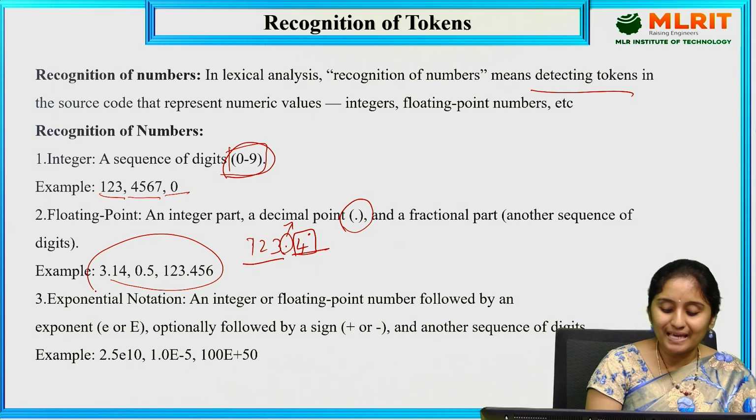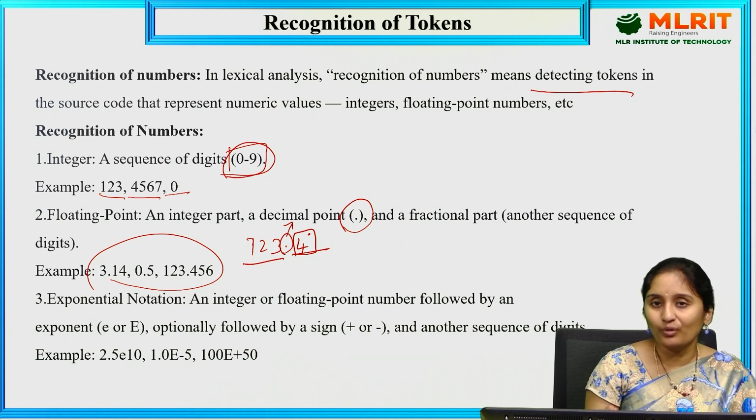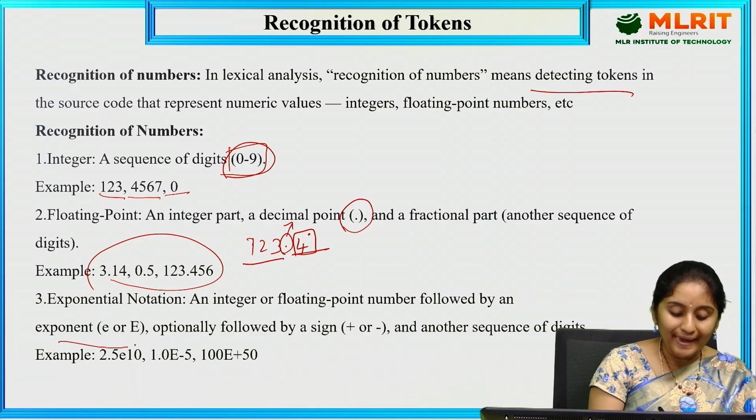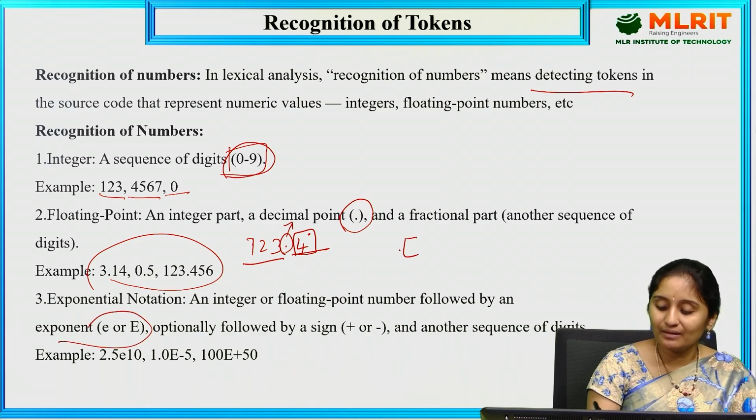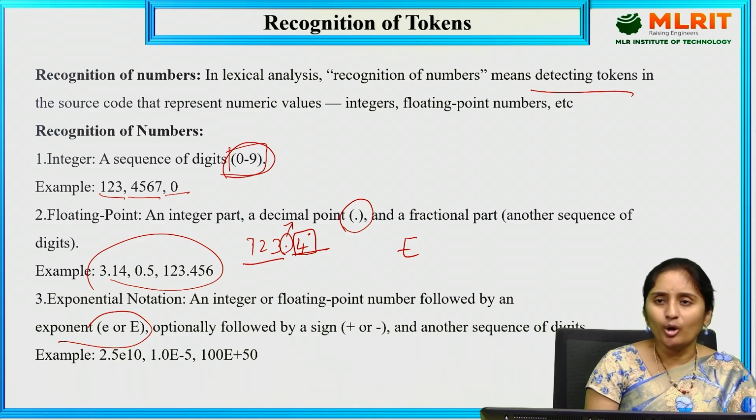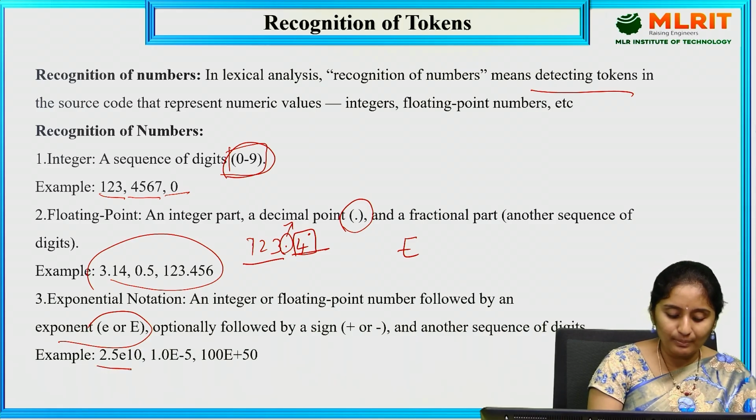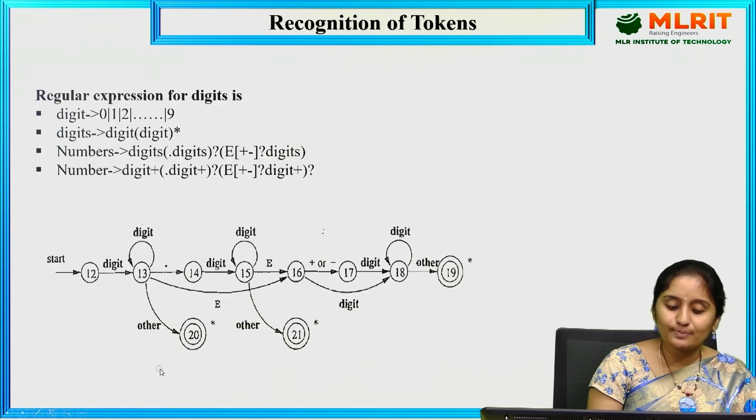The next one is exponential notation. Exponential notation has an integer or floating point number followed by an exponent, represented by capital E or small e. It tells us that it is an exponential notation. There can be optional signs also: a positive sign, a negative sign, or no sign, followed by another sequence of digits, like 2.10. Here there is no sign, plus or minus. Here I have a minus sign. Here I have a plus sign. So this is the exponential notation.